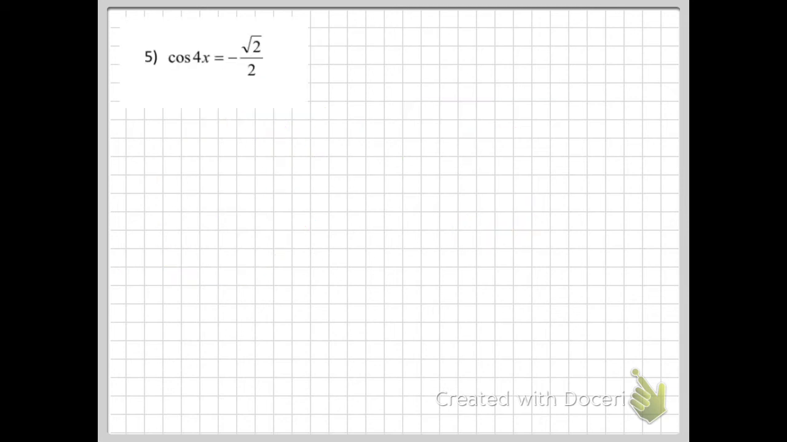Okay, look closely at this one and notice the 4x. Also, that could be theta or some other variable, right? We talked about that the first day. So when you're dealing with multiple x's or thetas, we do what's called a U-substitution. We're going to make it easier to start, and then we'll deal with that at the end.